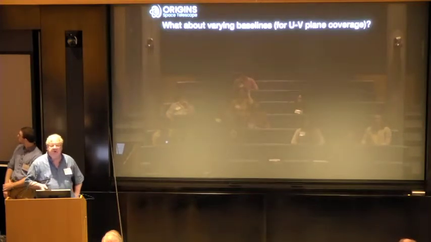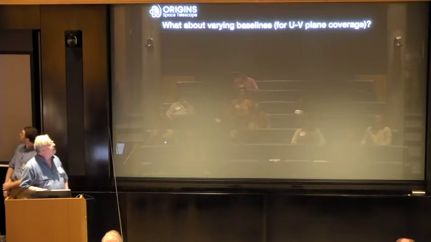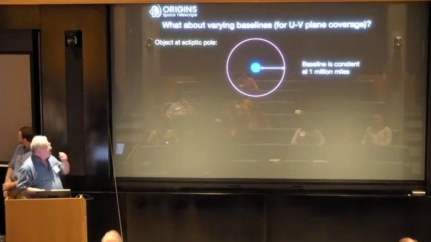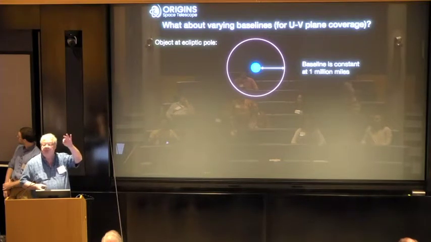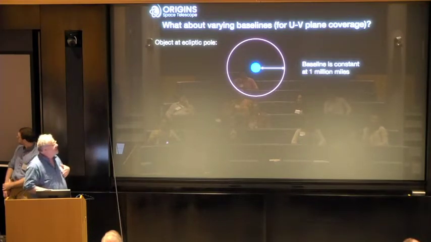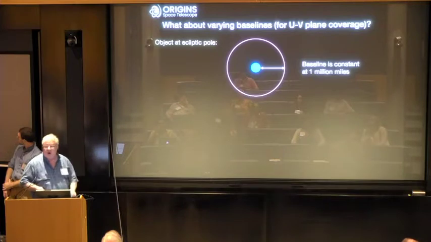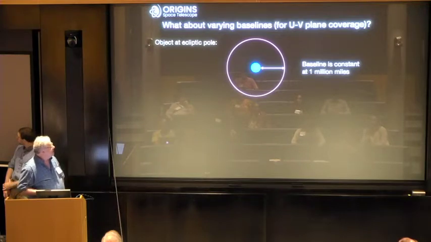Now, one of the questions about introducing another node in a telescope is the UV plane coverage. So I just wanted to remind us that for an object located at the ecliptic pole, there's very limited UV plane coverage. You basically have a single baseline, and it's constant at about 1 million miles, the distance between the Earth and L2 in miles.